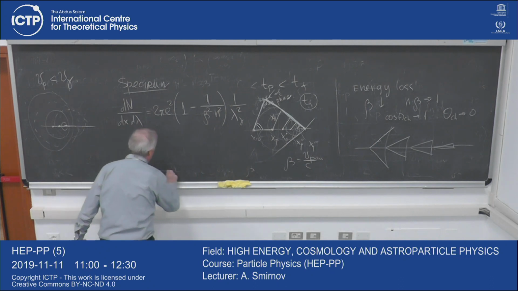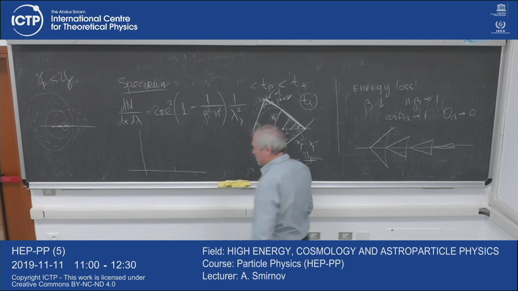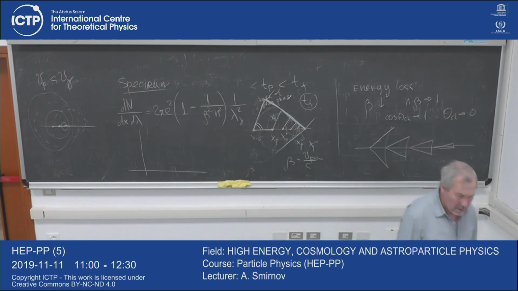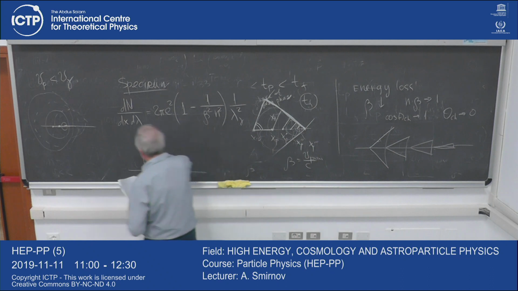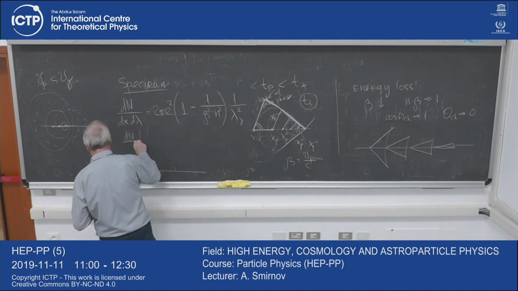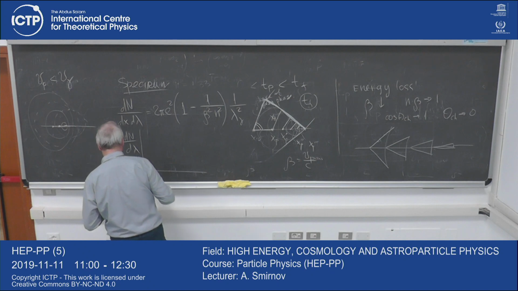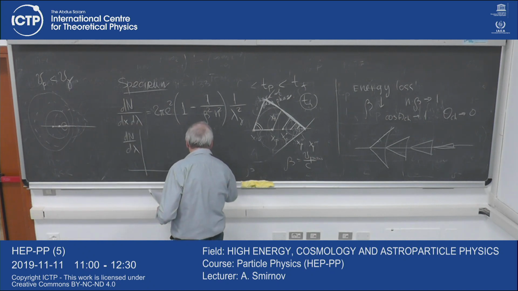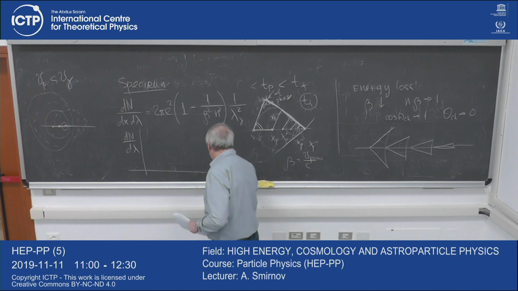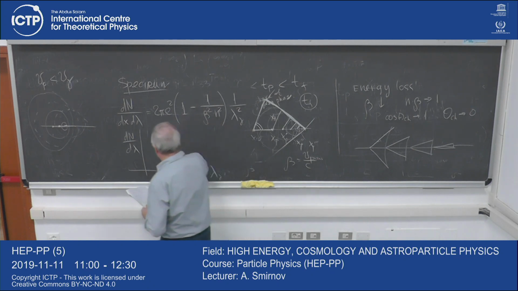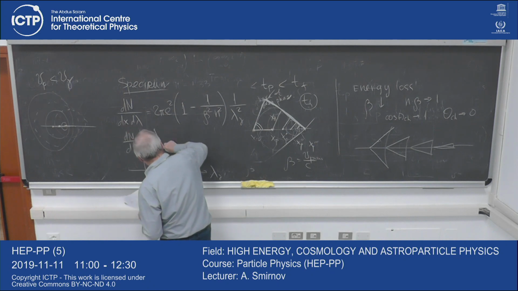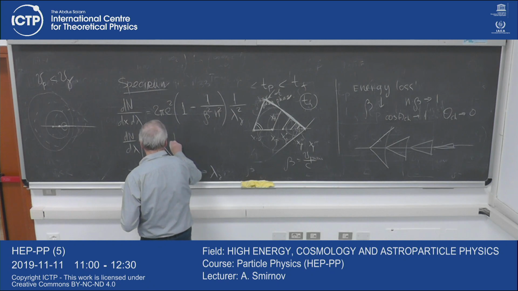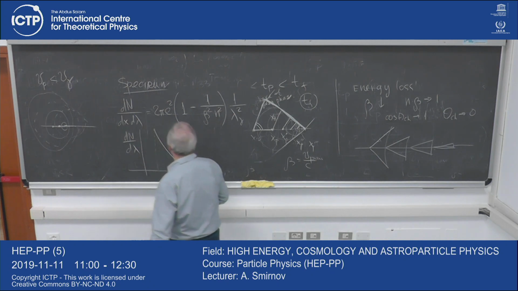So what you have here, what happens is that you have this dN over d lambda, and here is lambda, the wavelength of Cherenkov radiation, and you have something like that. This is a 1 over lambda squared dependence.